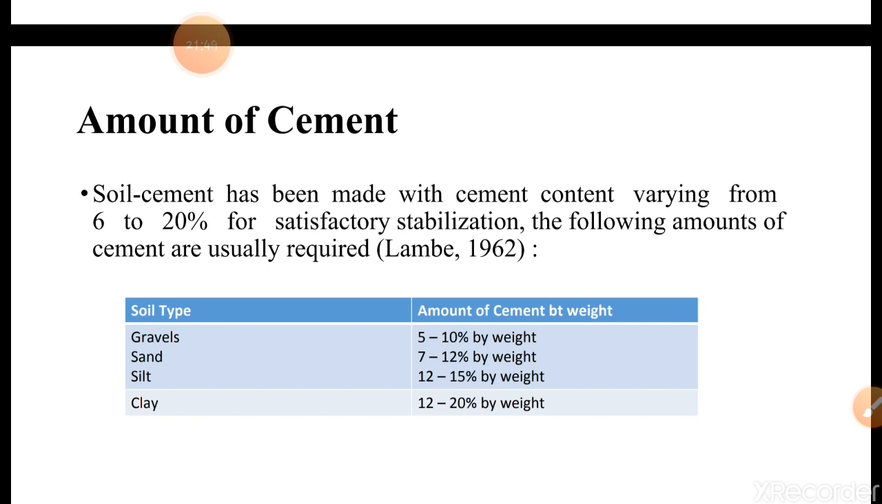for gravels whose size will be larger, the amount of cement required is 5 to 10% by weight, and for sandy soils the amount of cement will be 7 to 12% by its weight. For silty soils, the amount of cement will be a little more, which is 12 to 15% by weight, and for clay soils, the content of cement should be 12 to 20% by its weight.